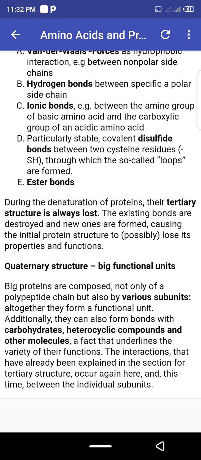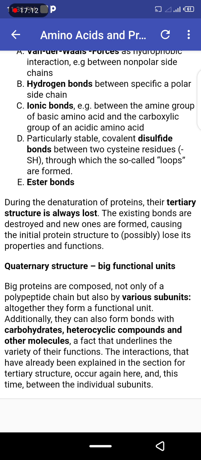Ester bond. During the denaturation of proteins, their tertiary structure is always lost. The existing bonds are destroyed and new ones are formed, causing the initial protein structure to possibly lose its properties and function. Quaternary structure, a big functional unit.